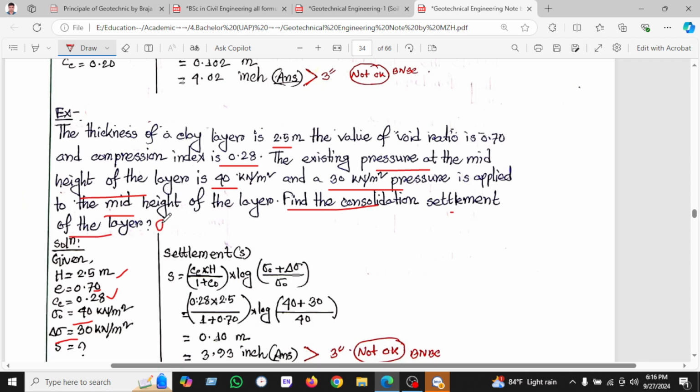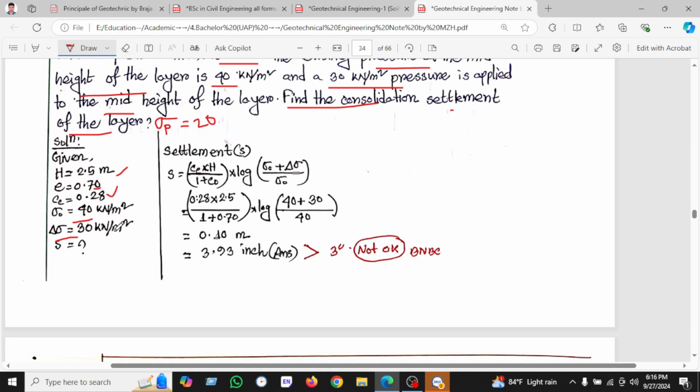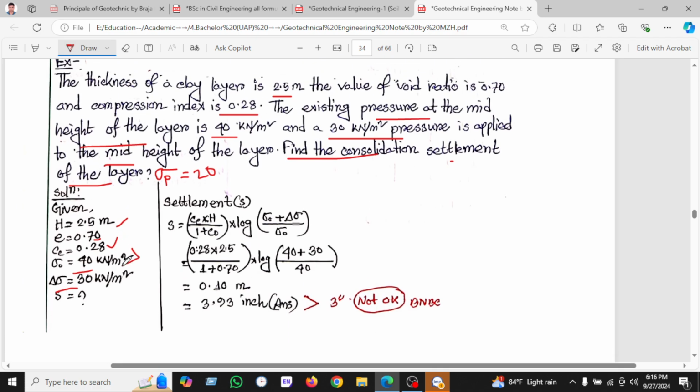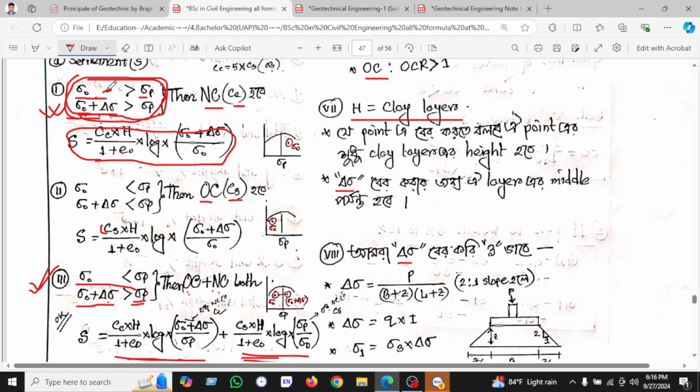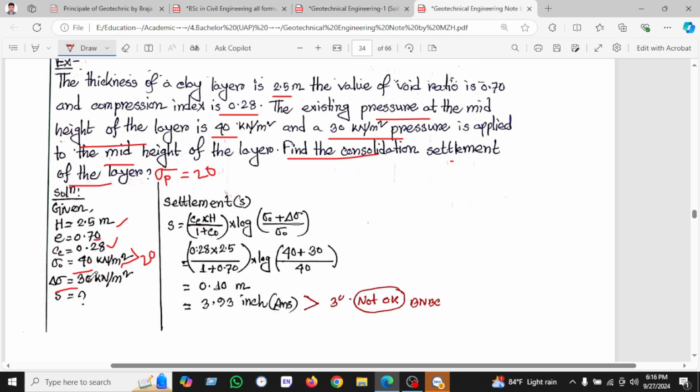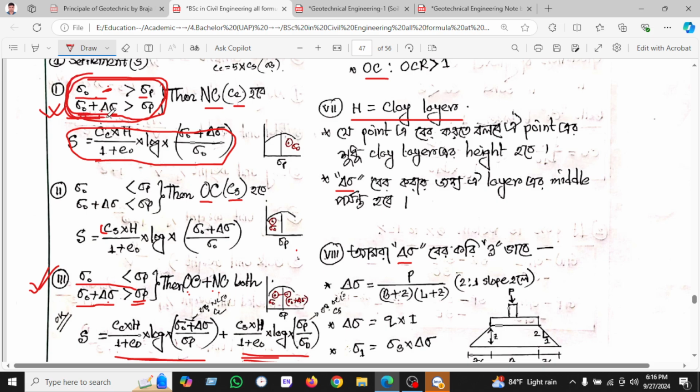But another quantity is missing: the pre-consolidation pressure is given here. Let's see, it is 20. So sigma naught 40 is greater than 20, so this satisfies the first criteria. Another is sigma naught plus delta sigma, 40 plus 30 is 70, and 70 is also greater than 20. So these two conditions are satisfied, then we will use the normal consolidation formula.